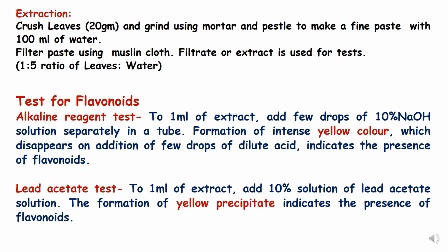So what is the difference between alkaline reagent test and lead acetate test? In alkaline reagent test, we are getting intense yellow color, but in lead acetate test, we are getting yellow precipitate. So we will see the difference, what is the color and what is yellow precipitate in subsequent slides.